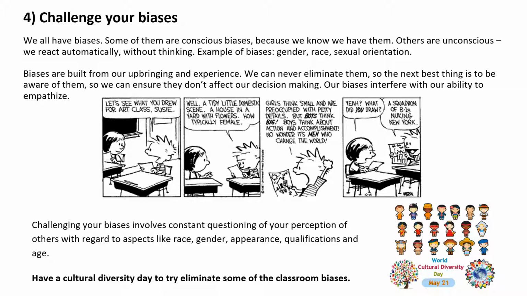We all have biases, conscious or unconscious. Some examples of biases are gender, race, or sexual orientation. Biases are built from our upbringing and experience. We cannot eliminate them, but we can be aware of them and make sure that they don't affect our decision making, as they can interfere with our ability to empathize.